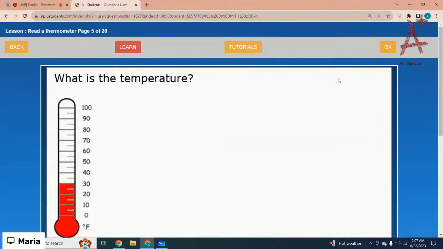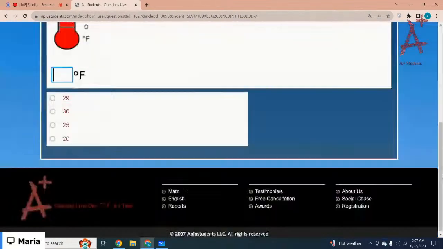What is the temperature? Which is the correct option? Here is the line where the color is changing from red to white. So the correct option is 30 degrees Fahrenheit. Yes, very good. That would be 30 degrees Fahrenheit.